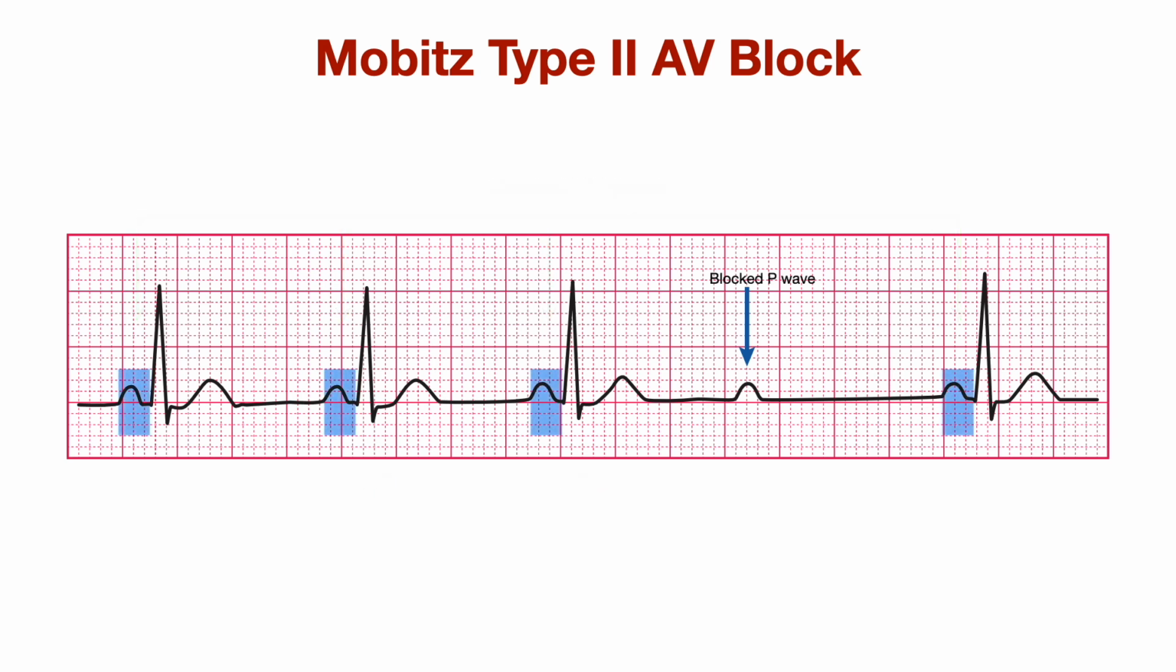As you can see, the PR intervals shaded in blue are constant before and after the block P wave. It must be emphasized that the PR interval of the first conducted beat after the block remains unchanged. Very important: the diagnosis of Mobitz type 2 AV block cannot be made in the presence of variable slowing of the sinus rate. The heart rate must be constant.